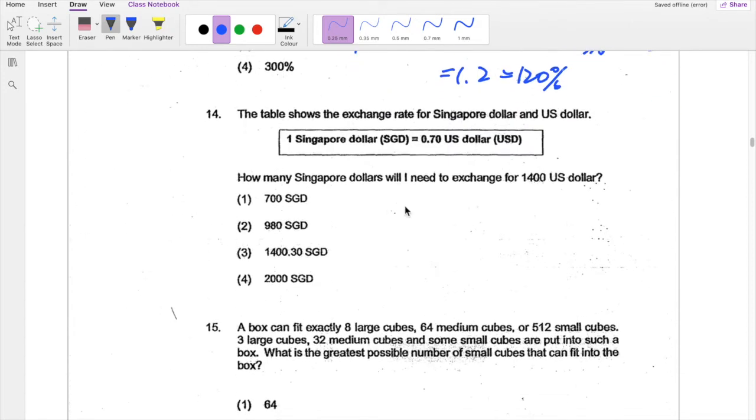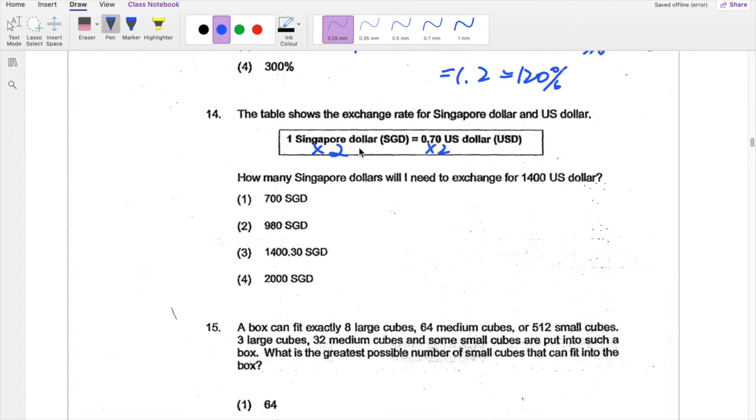Okay, question 14. The table shows the exchange rate for Singapore dollars and US dollars. We know that 1 SGD equals 0.7 US dollars. So how many Singapore dollars do we need to exchange for 1,400 US dollars? This one is something about proportion. For example, 1 dollar can convert to 0.7. Then 2 dollars, if we times 2, we can get 1.4 US dollars, right?